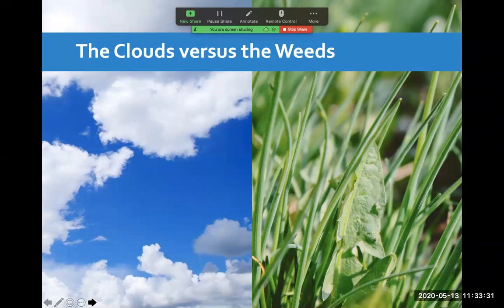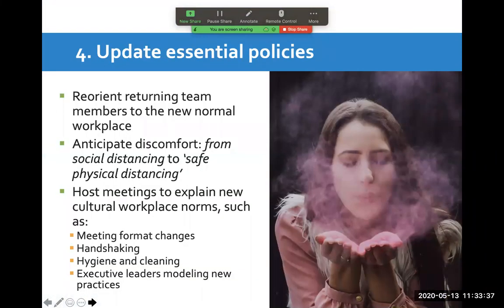So my strategy number 4 is to update essential policies. Make sure that your policies are cohesive and not just cobbled together. So for example, you might have some guest and visitor policies that have been on the books for a long time before the pandemic, of course. These probably need to be updated or rewritten to describe when you have some access restrictions in place.